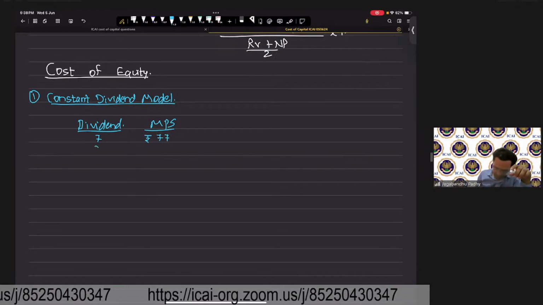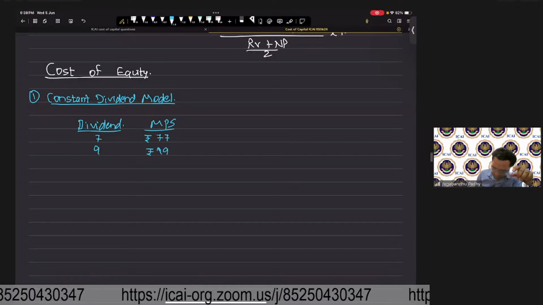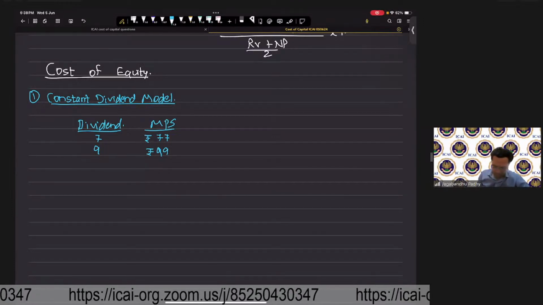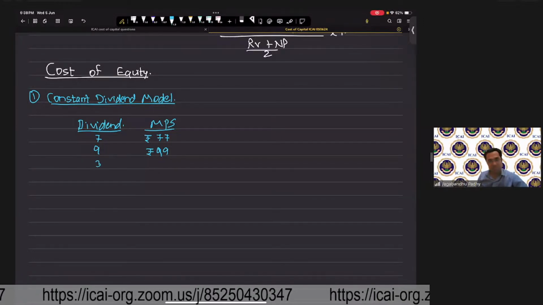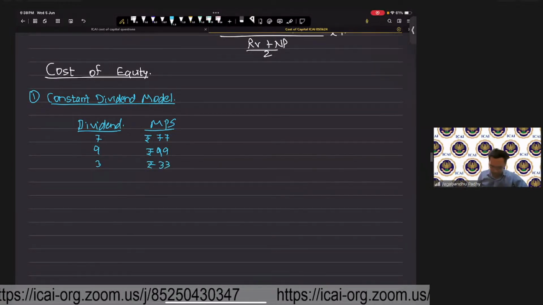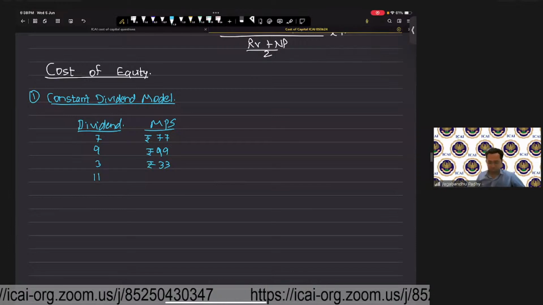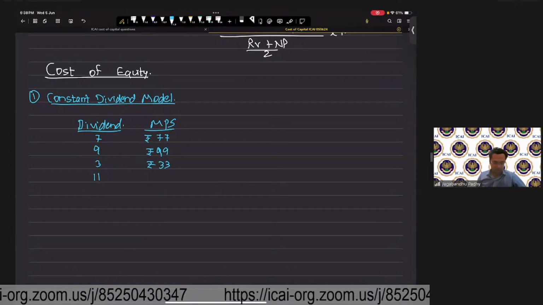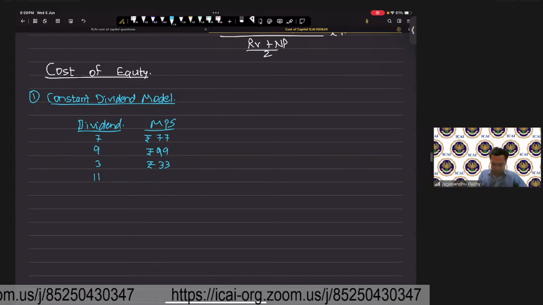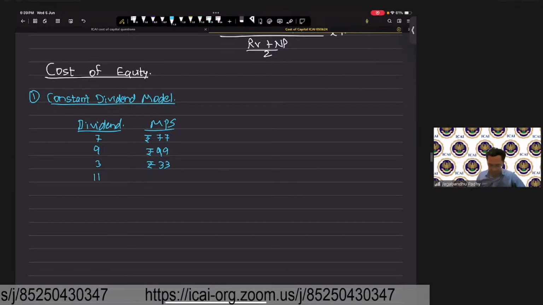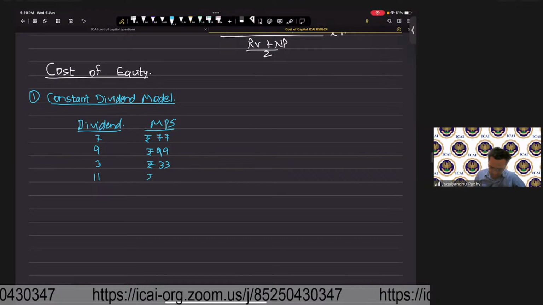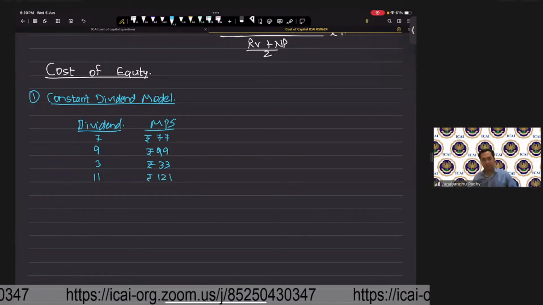Next year, when the company declared a dividend of 9 rupees, the price became 99, around 90. Then let's say COVID struck and the company's earnings went for a fall, and the company declared a dividend of just 3 rupees. At that time, the share price is 30. Again, there's a bounce back and the company declared a dividend of 11. And at that time, let's say the share price is turning around, let's say 120.